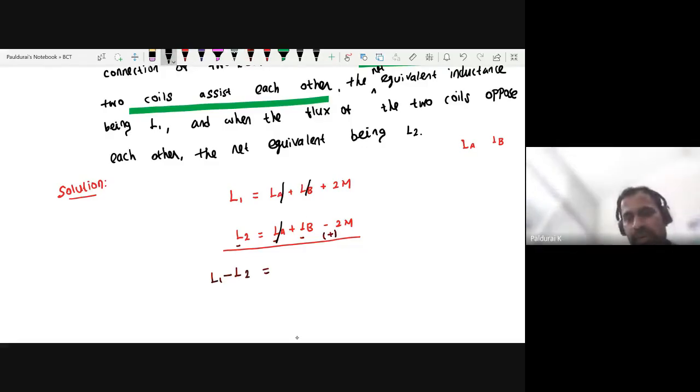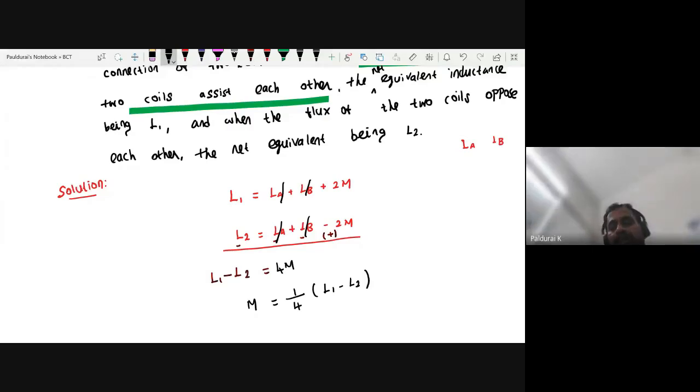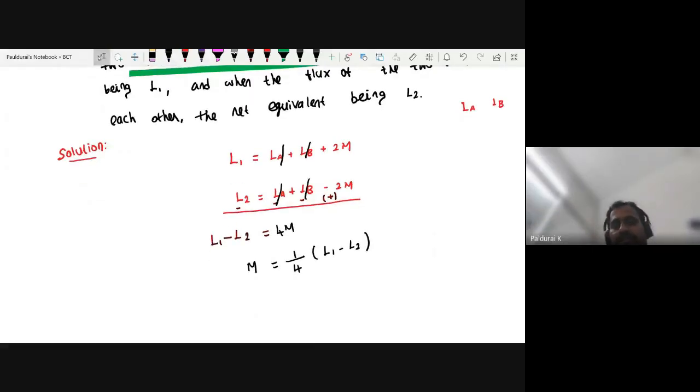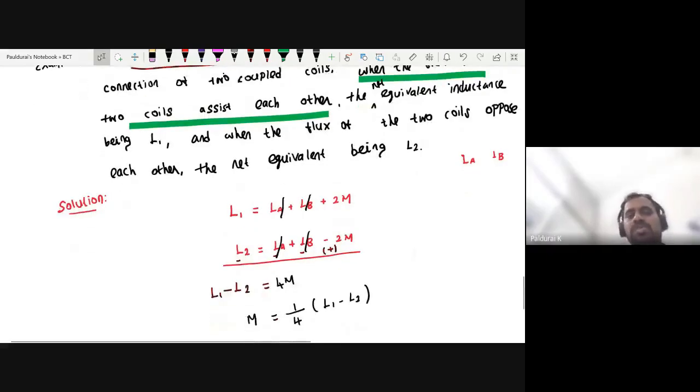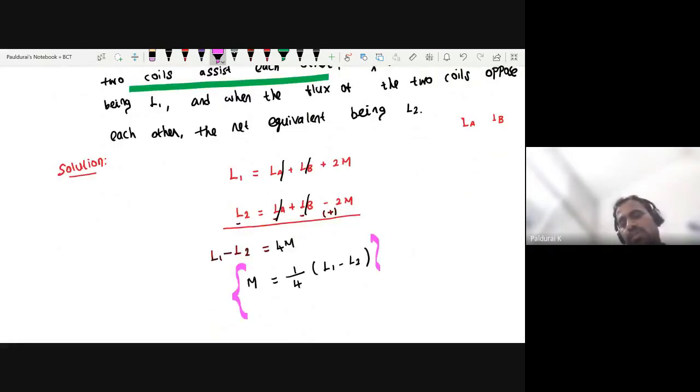So LA minus LA, LB minus LB. It becomes L1 minus L2. So here it is 2M plus 2M, you will get 4M. So the interesting relation is, it becomes 1 by 4 times L1 minus L2. That is the expected mutual inductance. So this is the expression for mutual inductance. Please make a note.